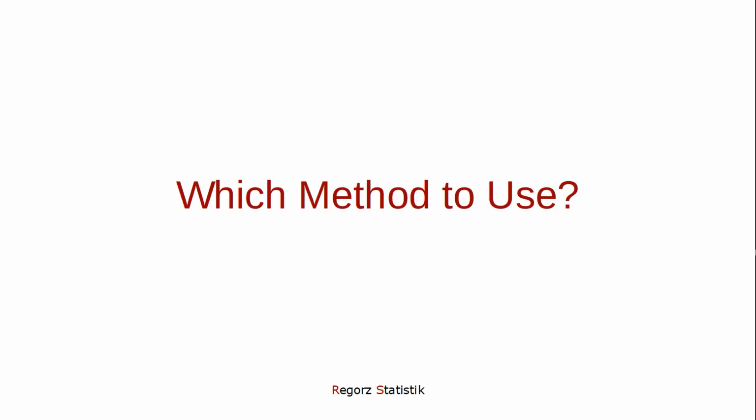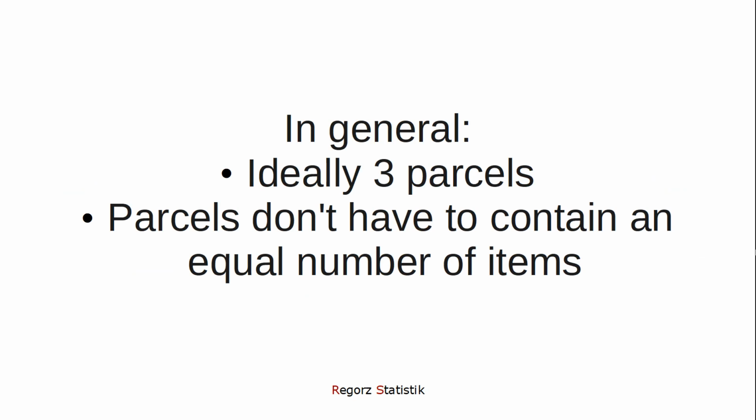So, which parceling method to use? In general, ideally you use 3 parcels, because a measurement model with 3 items is just identified. Parcels don't have to contain an equal number of items. So let's say you have 7 items, then you would use 1 parcel with 3 items and 2 parcels with 2 items each. And it is possible that a parcel contains only 1 item. So let's say you have 5 items, then you would use 2 parcels with 2 items each and a parcel with only 1 item. In that case, the parcel with 1 item should get the item with the highest quality, that is, with the highest item scale correlation.